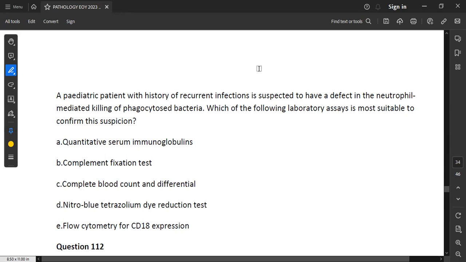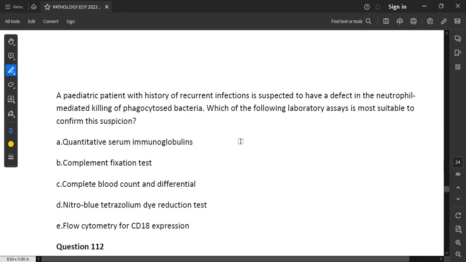So we can use all these tests from A to D. We can use them, but there's one that is the most suitable, which is D, as someone said, nitroblue tetrazolium dye reduction test. And how it works is that diseased neutrophils, the neutrophils that are not producing that NADPH oxidase, are unable to reduce oxidized nitroblue tetrazolium to insoluble blue formazan. So that's the principle of the test. You can see the test is saying it's a reduction test, so it's unable to reduce that nitroblue tetrazolium. That's the whole principle.